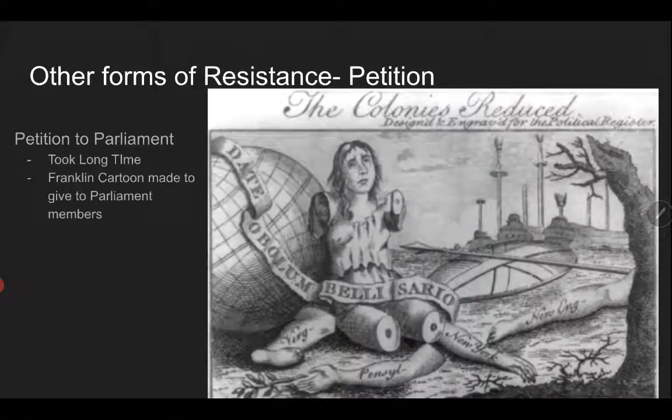Other forms of resistance are more like petitioning. This is actually an example people believe is made by Franklin. When he went to England, he is essentially petitioning Parliament to listen to the colonies. And this cartoon is his, and he's basically saying, look, this is England, her colonies reduced. This is you when you lose all of your limbs, when you lose New York, Pennsylvania, and Virginia. You are hurting your own body by having this Stamp Act.